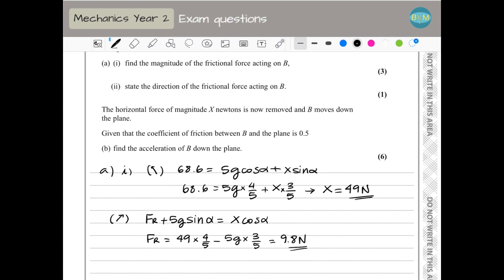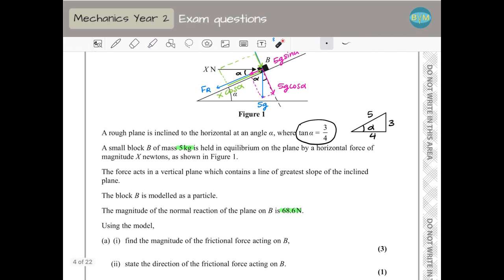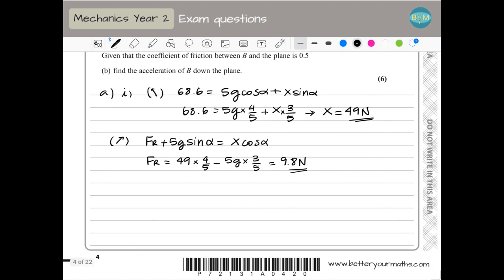So that's my friction. And then they say, state the direction of the frictional force acting on B. They don't even ask us for reasons. It's 1 mark. So the friction is down the hill, because it's stopping the block from sliding up. And for the second part, you can say it's down the hill or down the slope, because they don't say it's a hill.